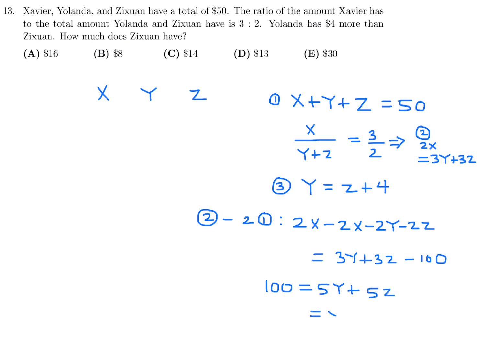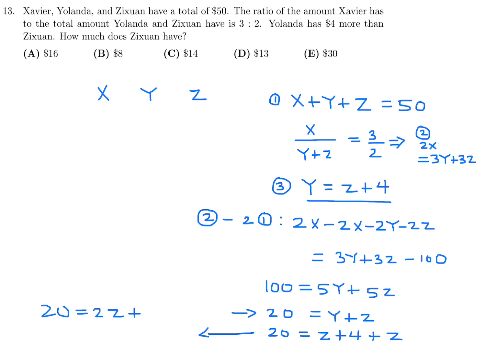Divide through by 5 and you get y + z is equal to 20. So I guess at this point we can just substitute that into the third equation, and that would mean 20 is equal to z + 4 + z. So that means 20 is equal to 2z + 4. 16 is therefore equal to 2z, and therefore z is equal to 8. And that is what the question is asking for. How much does Ji Xuan have? That's $8, and therefore number 13, the answer is B.